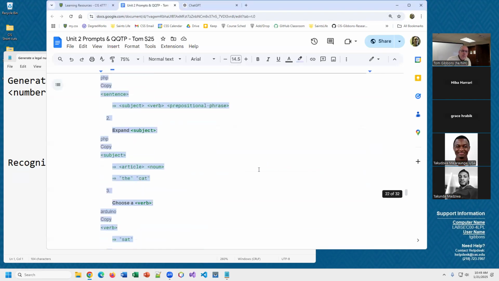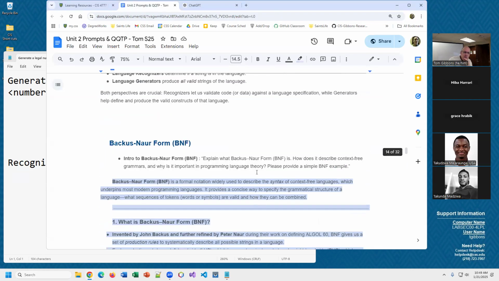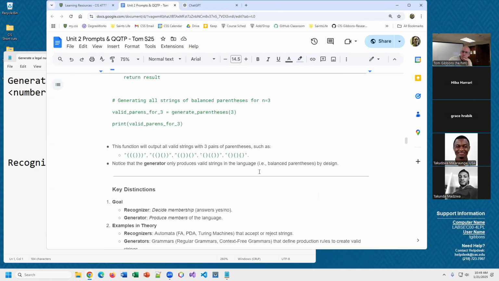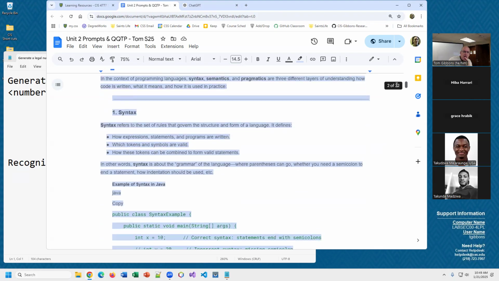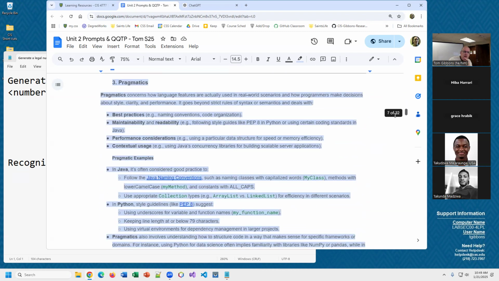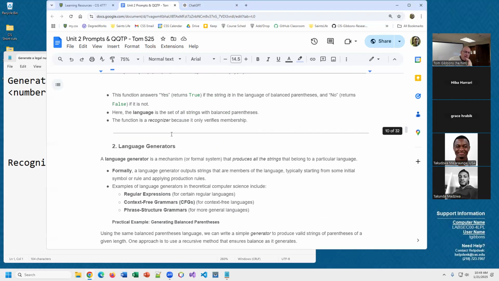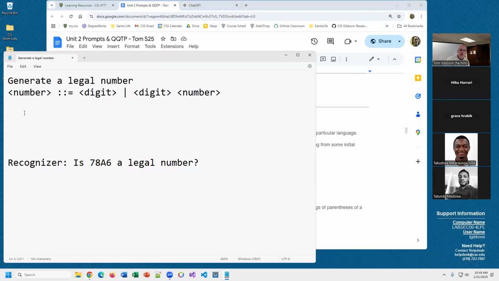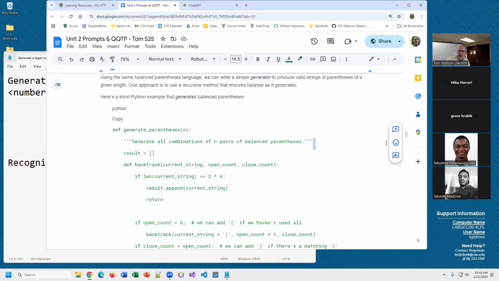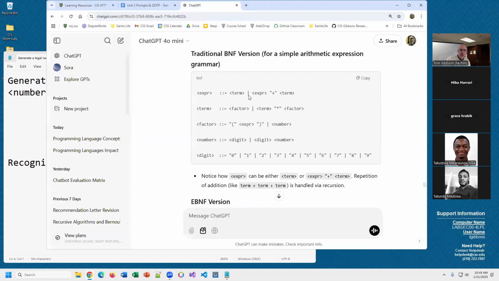The very first thing we talk about is recognizers versus generators. Here is one of our first questions after we get through the semantics: what is a language recognizer and a language generator? I just want to go over that real quick. So I have it generate a simple BNF later on here.